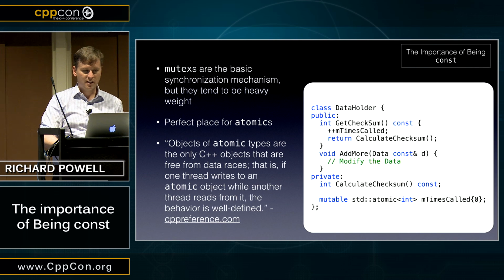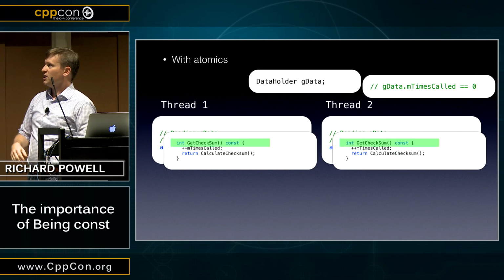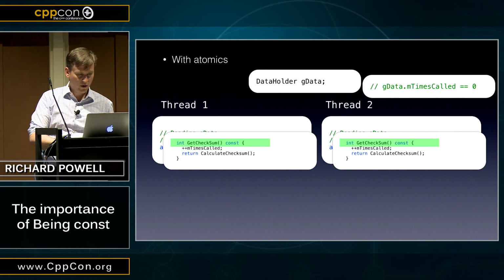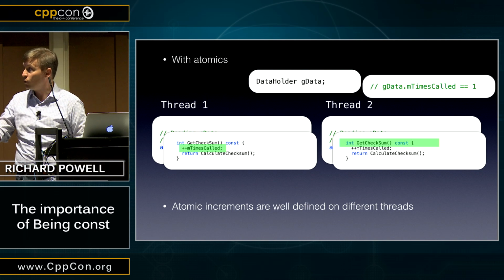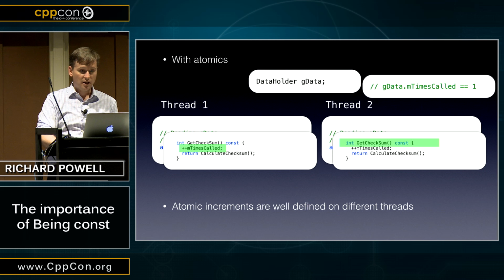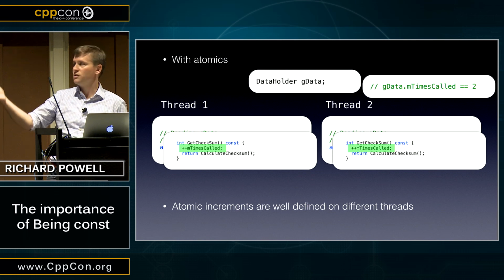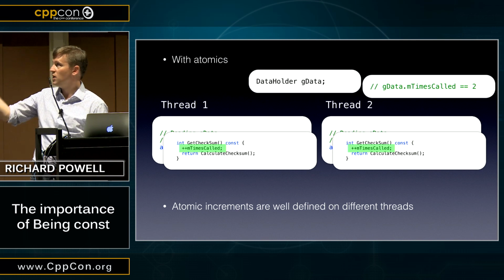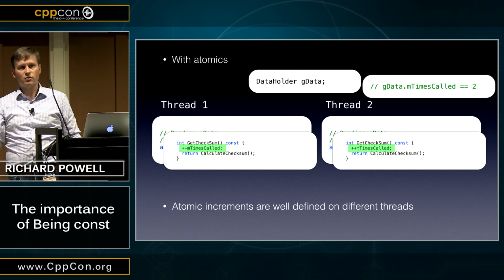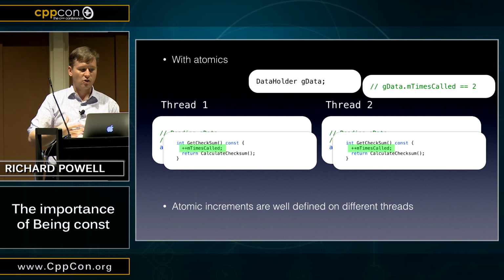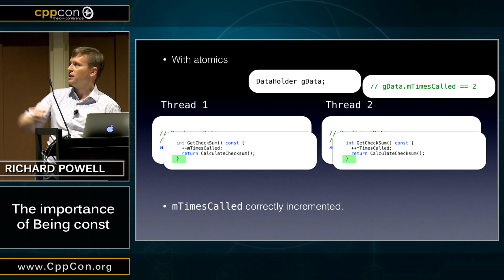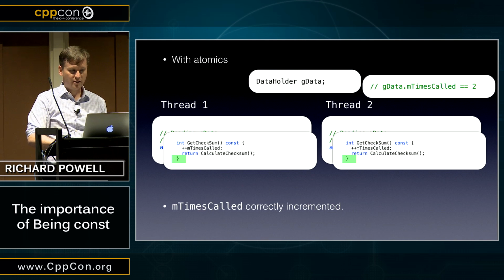And what would happen in this case? Thread 1 goes first, and atomic increments are well defined on different threads. So even if thread 2 comes across and hits that same line at the same time, your processor synchronization mechanisms or other things will guarantee that atomic increments are well defined across different threads. And then they both return, and num times called is equal to 2. Great.